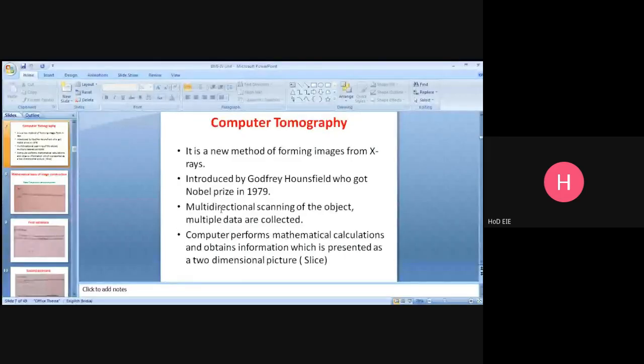Hello, students. In this class, today we are going to see the topic computer tomography. So, what is this computer tomography?